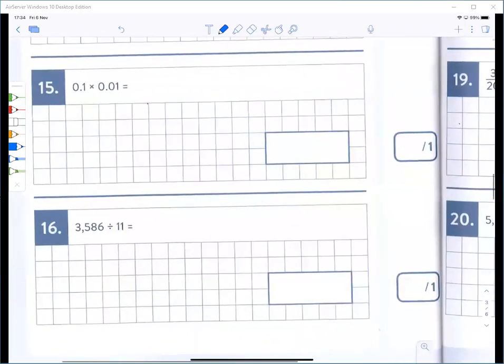Question number 15. 0.1 times by 0.01. Okay, Zaki, let's finish this question off. How would you do this question? What's the best way to do it?